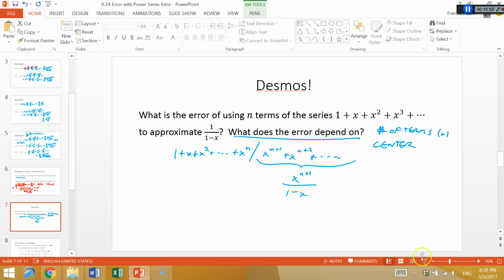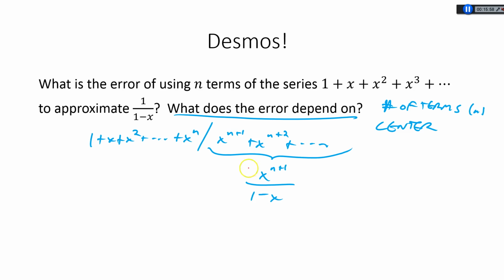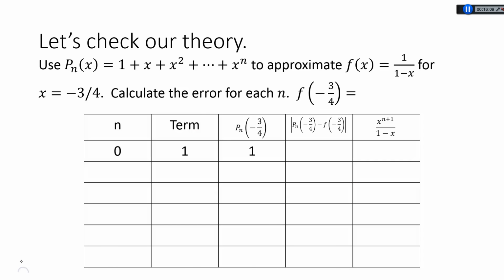So what we're going to do, like I said, is focus on this value of negative 0.75. We're actually going to fill out a chart to be able to see what that is. So our hypothesis is this should be exactly the error. Okay, this should be exactly the error for any approximation of 1 over 1 minus x, as long as our absolute value of x is less than 1. So let's take a look at this.